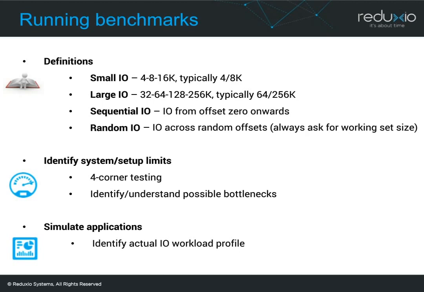Random I/O is when I actually read or write data all around the data set in random offsets. And it is very important to ask customers for the working set size, across which size of a data set you're actually performing the I/O. This is important because some of it is cached and some of it is not cached. And you really want to identify that up front when you're planning your testing.